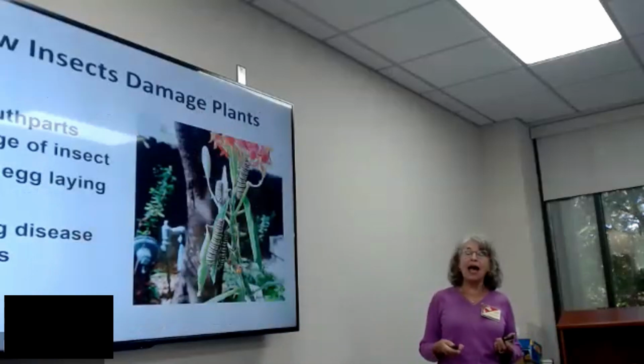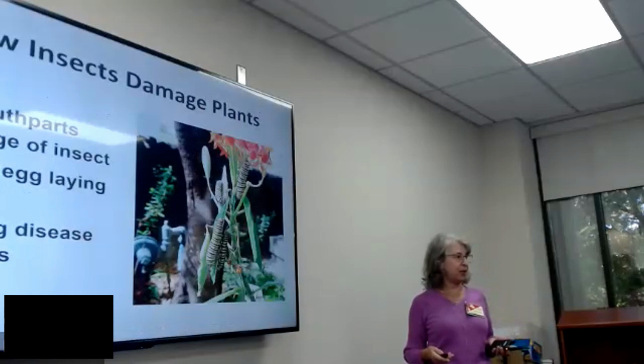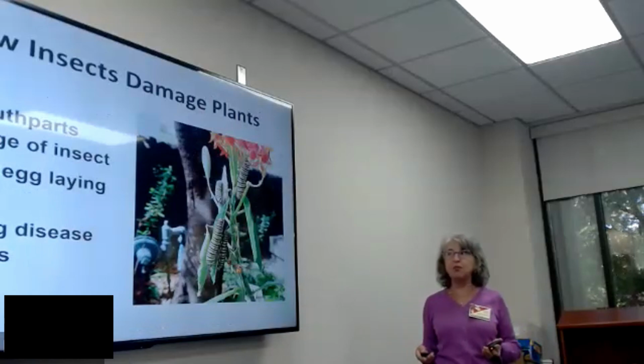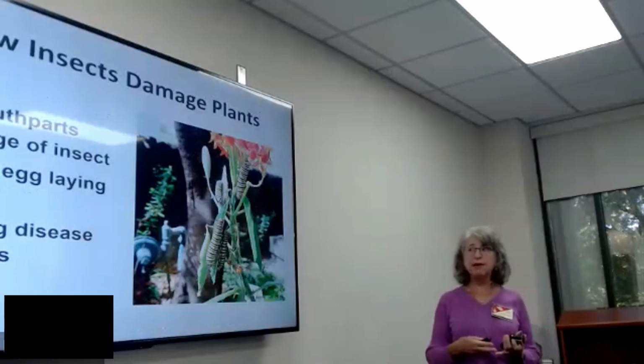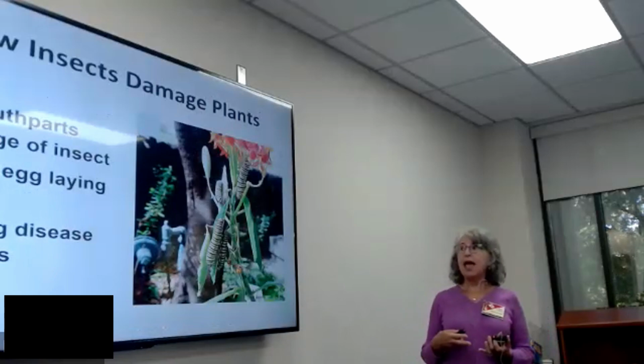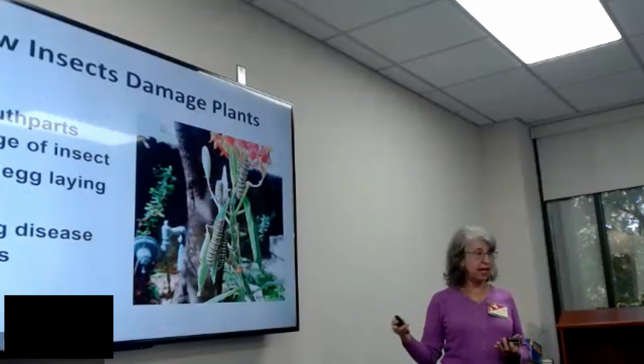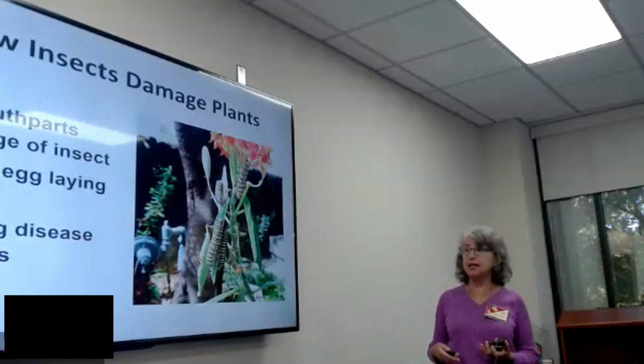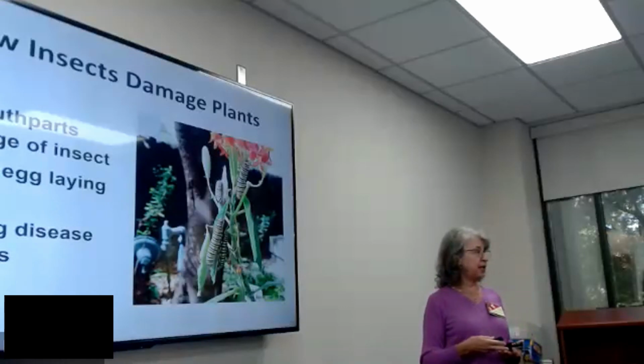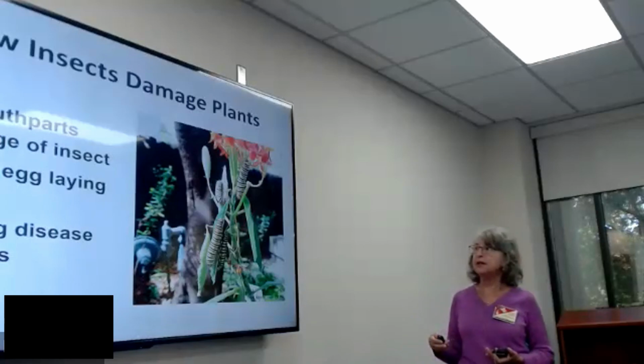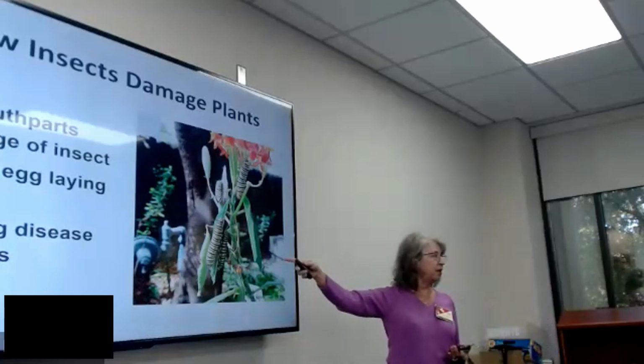All right, how do insects damage plants? Well, there are three main ways. One is by feeding, and the other is nest and egg laying, like those two previous examples. And the third is spreading disease. So a lot of insects are capable of spreading viruses and other types of disease organisms to plants. Now, everybody know what this is a picture of?